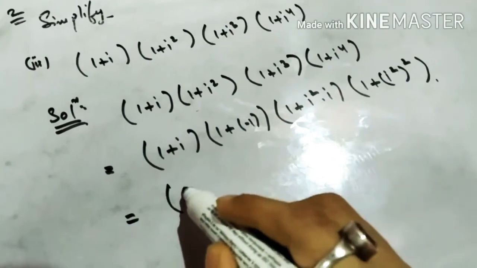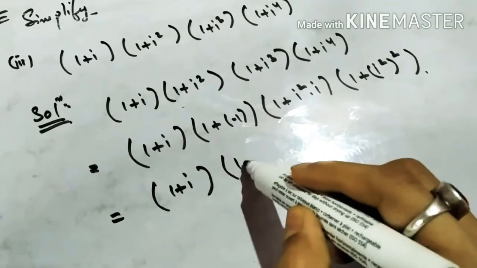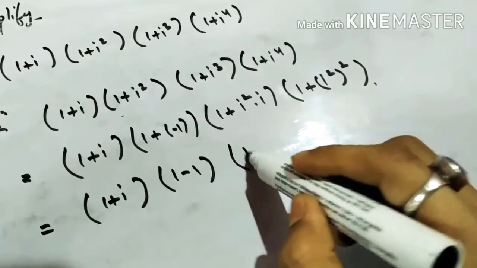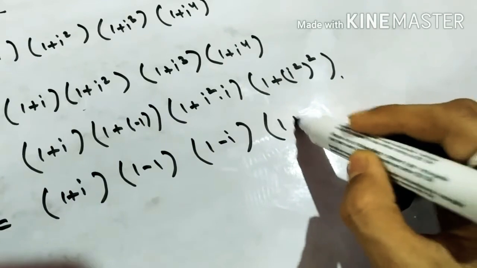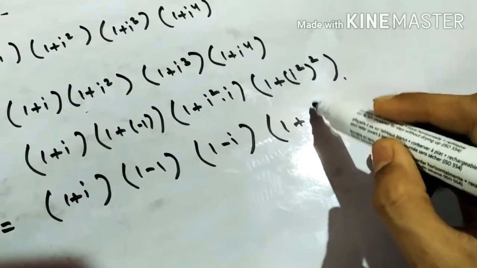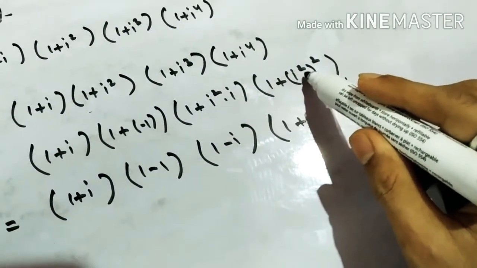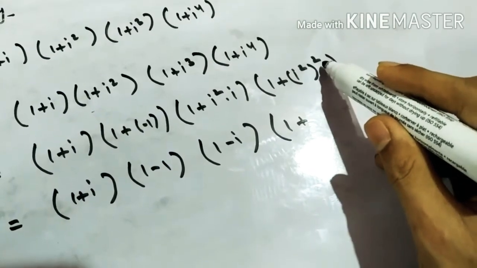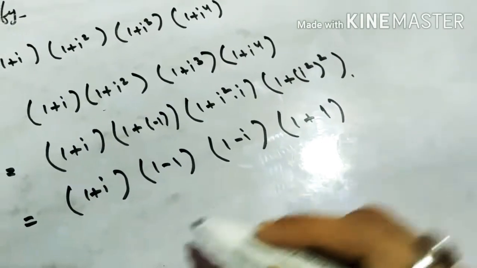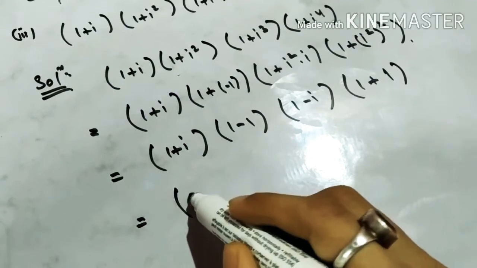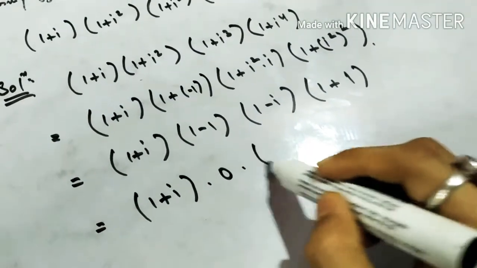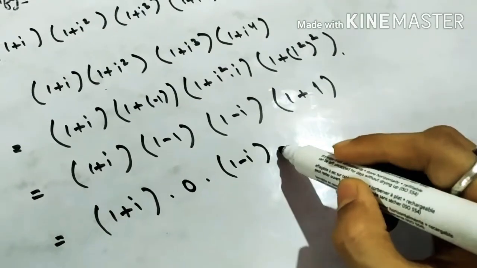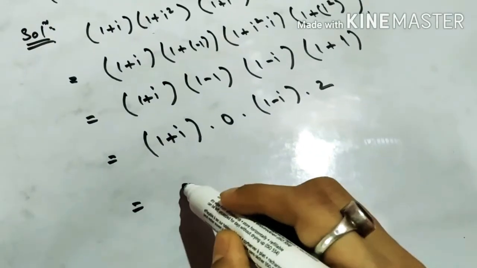So this will become (1 + i)(1 − 1)(1 − i)(1 + (−1)²), which is plus 1. So (1 + i) × 0 × (1 − i) × 2. So ultimately it will become 0.